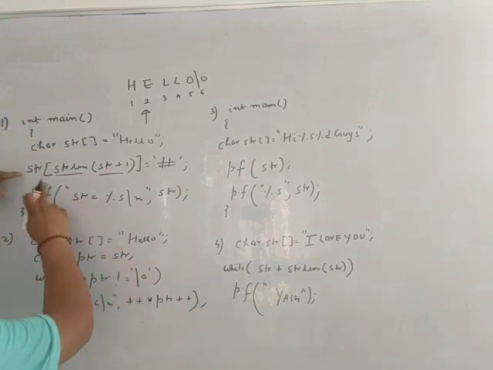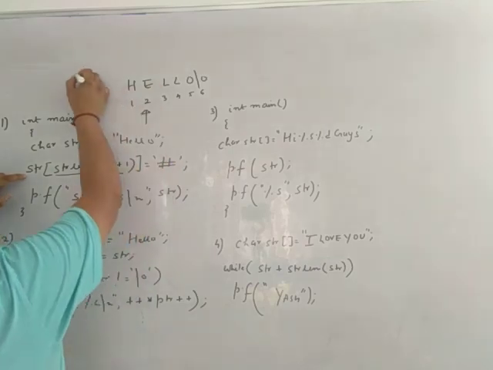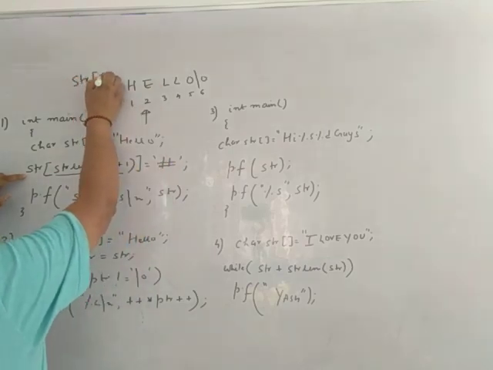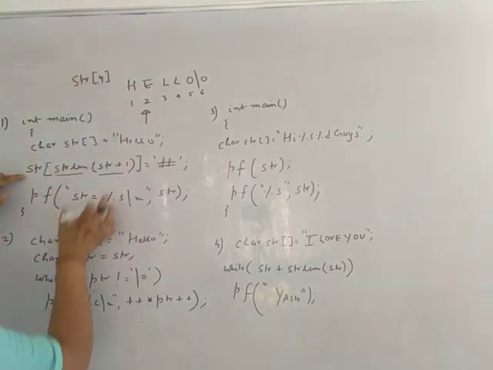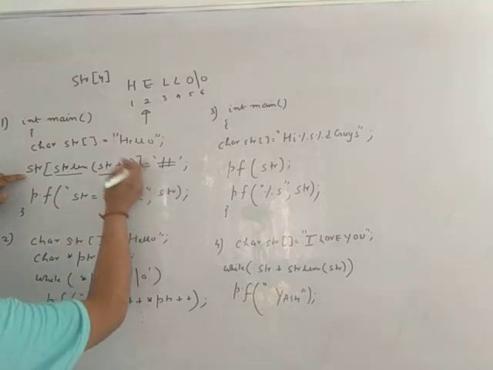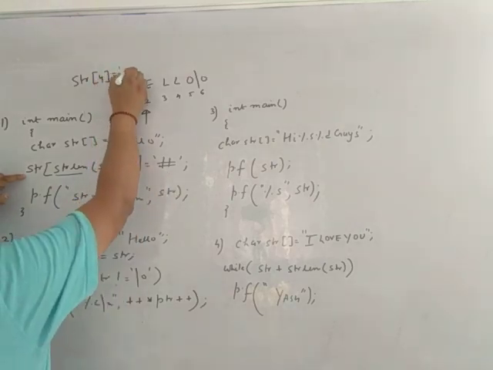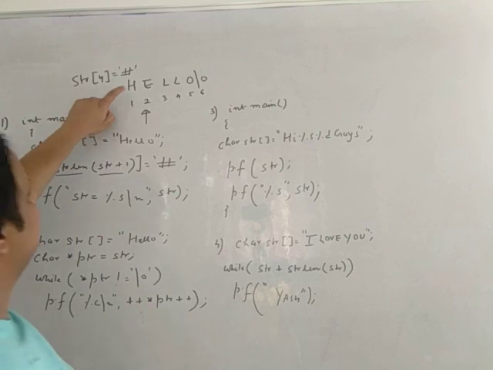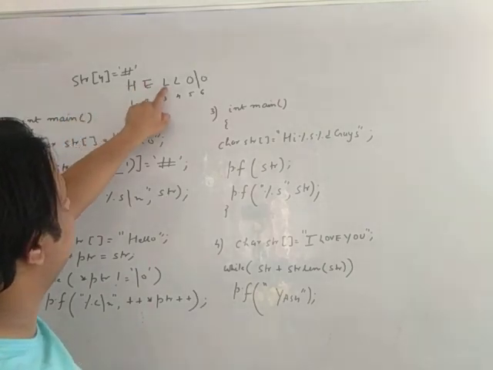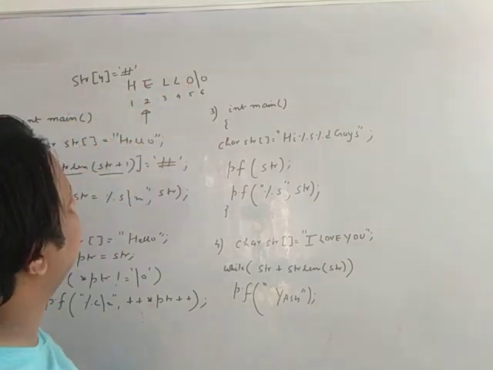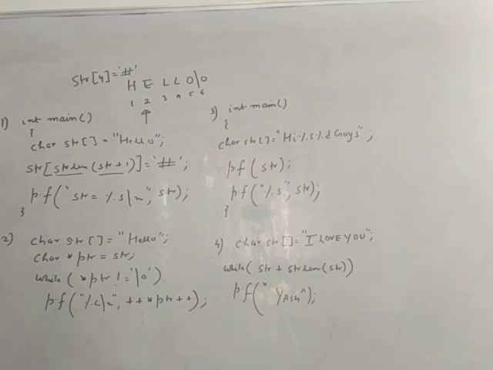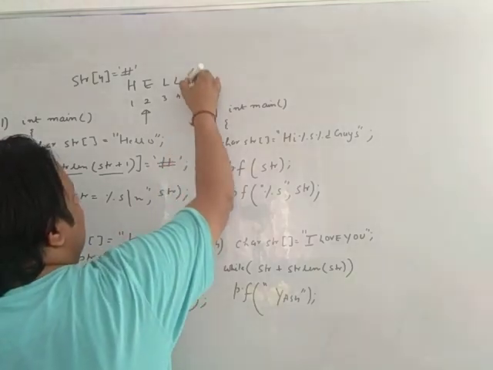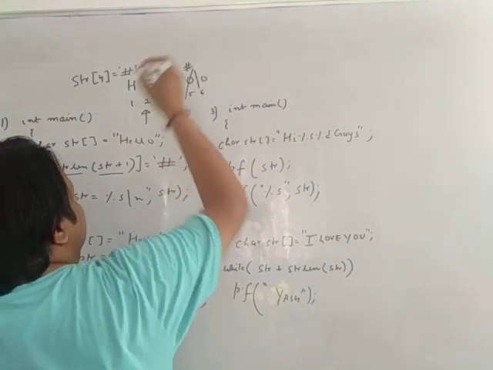So what you are doing? You are writing str[4], you are putting a value in str[4]. In str[4] you are putting the hash character. So this is str[0], str[1], str[2], str[3], str[4]. So in str[4], instead of 0, now you have a hash.